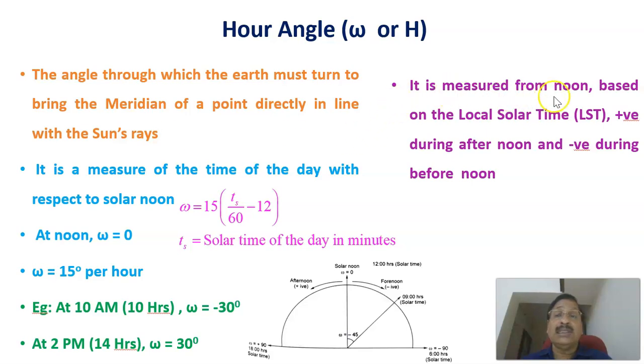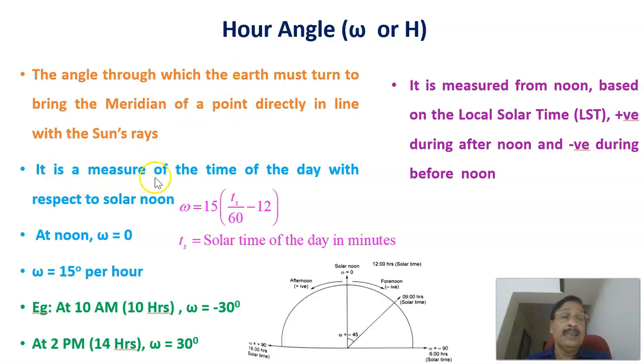Or it is measured from noon, based on the local solar time, LST. It is positive during the afternoon and negative before noon. Before noon it is negative and afternoon it is positive. Let us calculate that one.